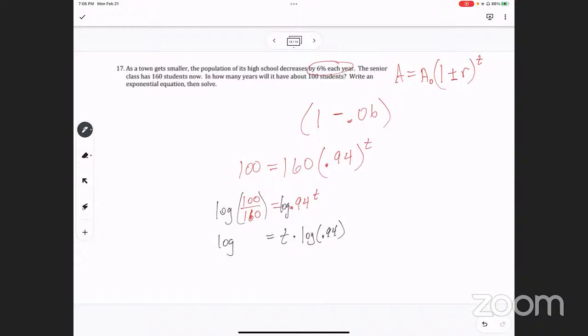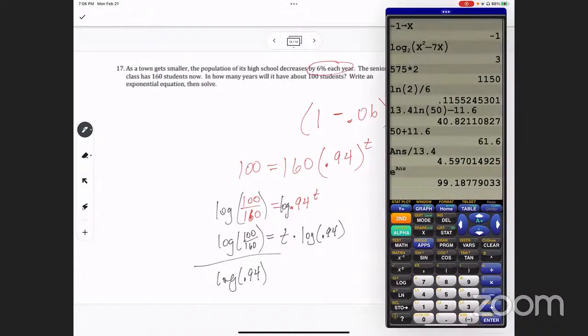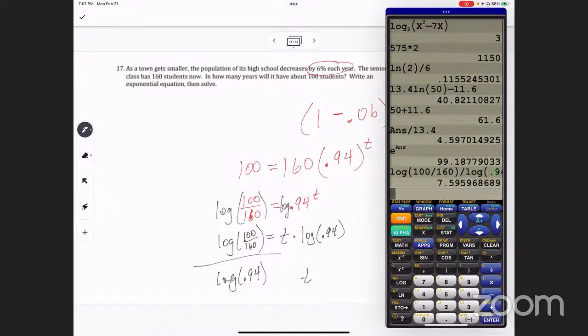So here's your equation. And I'm not even going to simplify anything because I'll show you, you don't really need to. And now divide to get t by itself. Remember, these are just numbers. That's some number and that's some number. So to get t by itself, I just divide by that. Log of 0.94. So you can actually wait until the very end and then just plug it all in carefully. So it's the log of 100 divided by 160, divided by the log of 0.94. And then hit enter. And there you go. T equals, right?